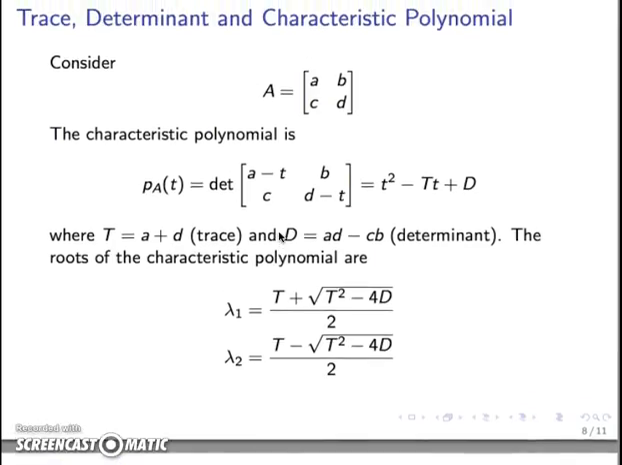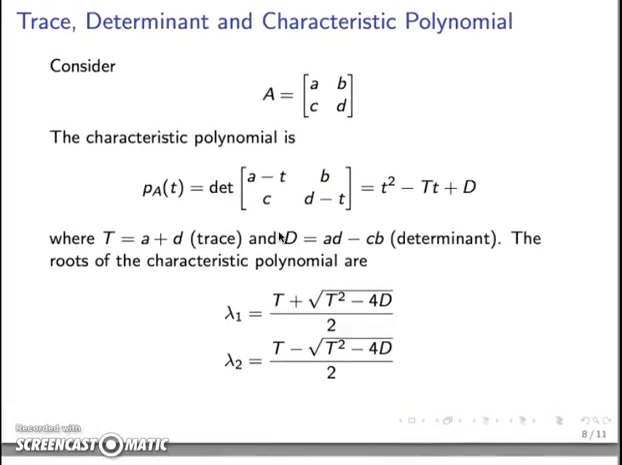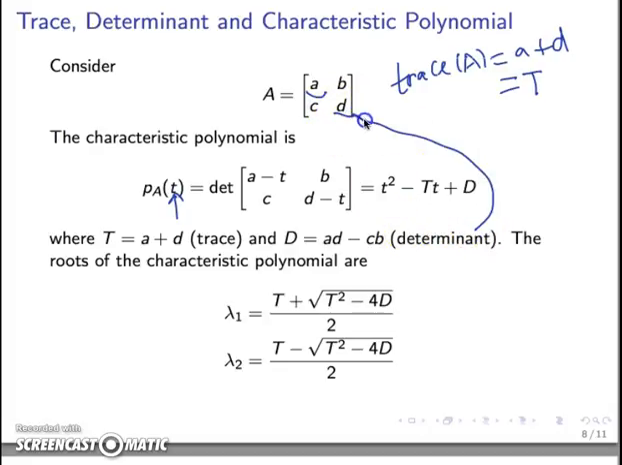And if we have a matrix that has 2 rows and 2 columns, then the trace of this matrix A would be given by the entries on the diagonal, which are a plus d. So the characteristic polynomial of this matrix, using t as the variable in the polynomial, would be t squared minus T plus d, where this capital T is what we're calling the trace of this matrix, and d is the determinant of this 2 by 2 matrix.